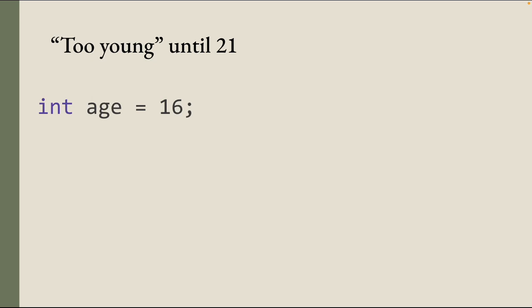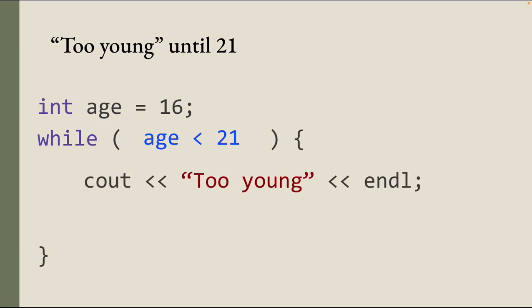So what's the next step? The condition. What does that look like? While age is less than 21. Inside, we can do whatever we want. Let's say we just want to print out you're too young. While they're too young, we're going to print out too young. And what's the final step of this model? Age plus equals 1. And what is that known as?